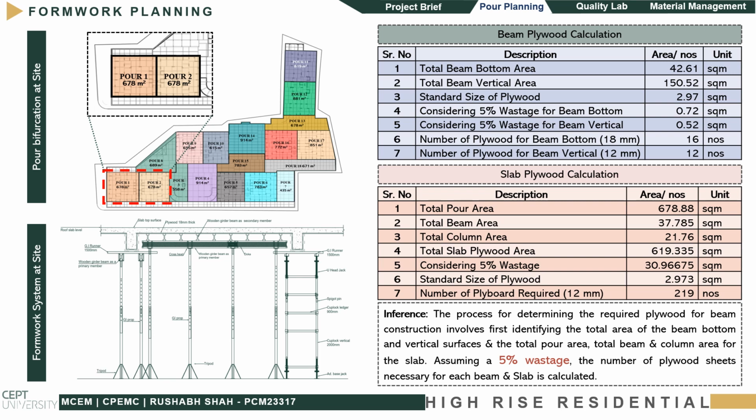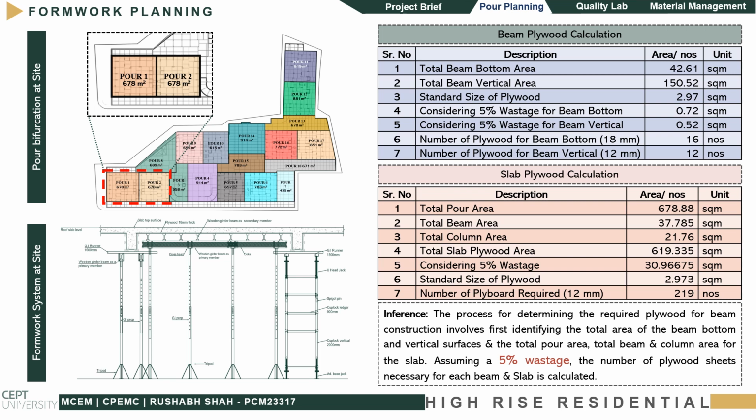Here is the cross-sectional view of the formwork system of the beam and slab. After this, we calculate the beam plywood. In that, we consider beam sides and beam bottom area, and also consider 5% wastage. After that, we got the number of plywood required for the beam bottom and beam vertical. For the beam bottom, 18 mm ply is used and for the beam vertical, 12 mm ply is required. So we got the number of plywood: 16 for beam bottom and 12 for beam vertical.